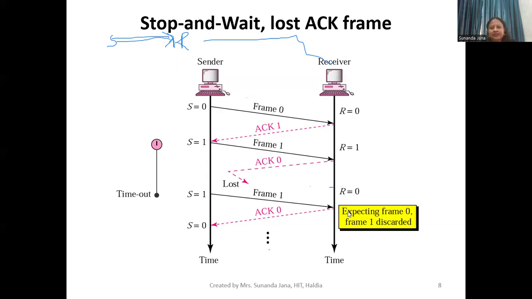It discards frame 1 because it already has that frame. Okay. So it will discard frame 1, but again it will send acknowledgement 0, and by sending acknowledgement 0 it informs the sender that it has already received frame 1. Now send me frame 0. Yes, now send me frame 0.